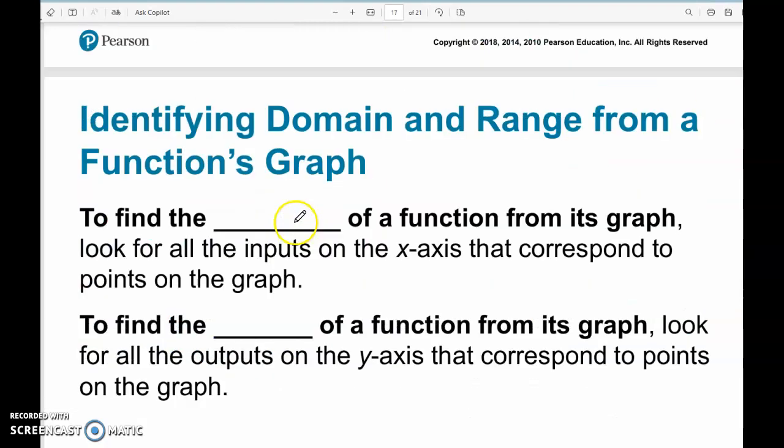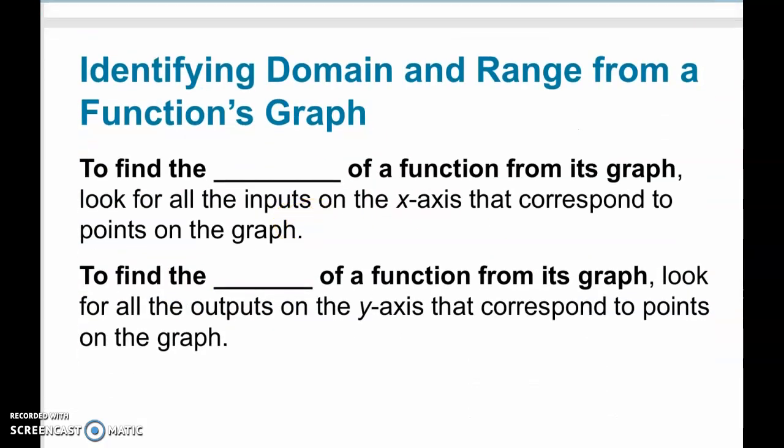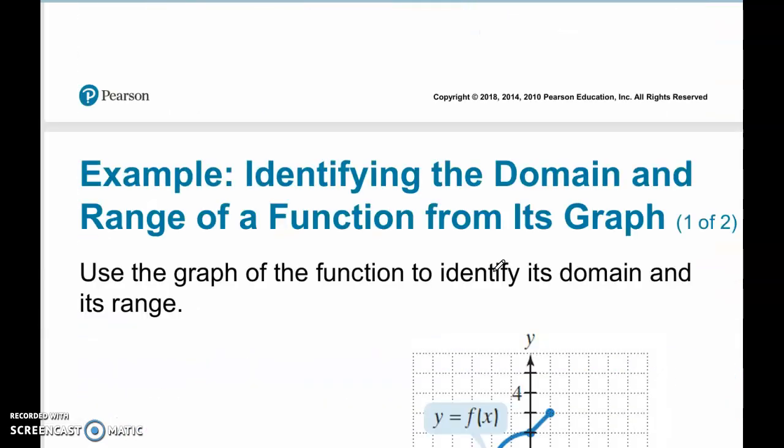We can also take a look and be able to identify the domain and range from the function's graph. So to find the domain of a function from its graph, you're going to look at all the possible inputs on the x-axis that correspond to points on the graph. And to find the range of a function from its graph, you're going to look at the outputs on the y-axis that correspond to points on the graph. So let's take a look at this with the next page.